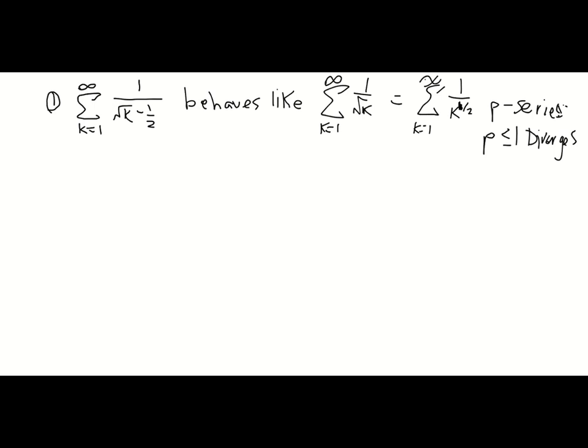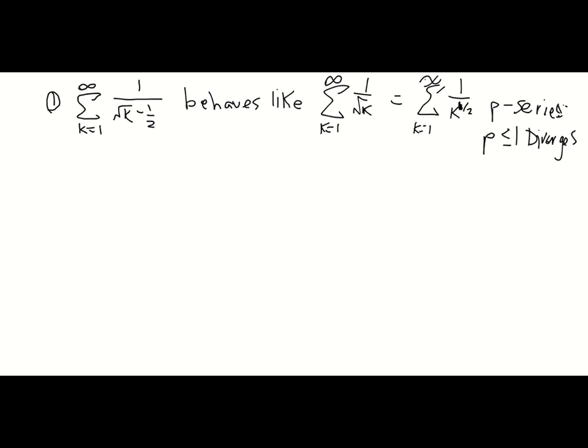The series 1 over the square root of k is smaller than the series 1 over the square root of k minus 1/2. You can also think about it like if you're subtracting something in the denominator, you're making that denominator smaller, so a smaller denominator would make the overall value of the fraction larger, like 1/2 has a smaller denominator than 1/3, but 1/2 is a greater quantity than 1/3.